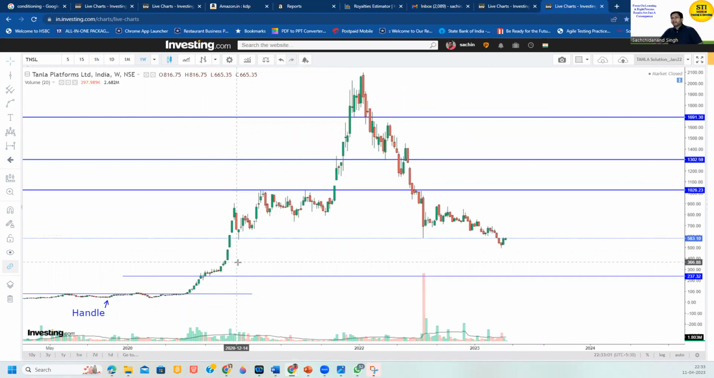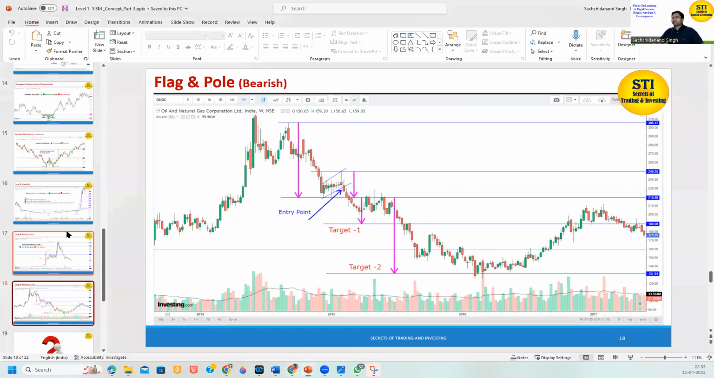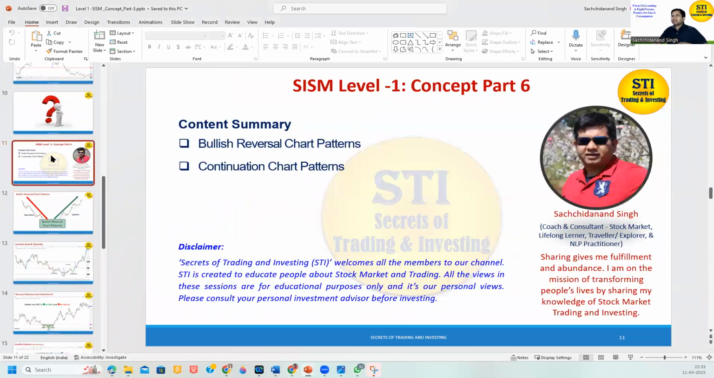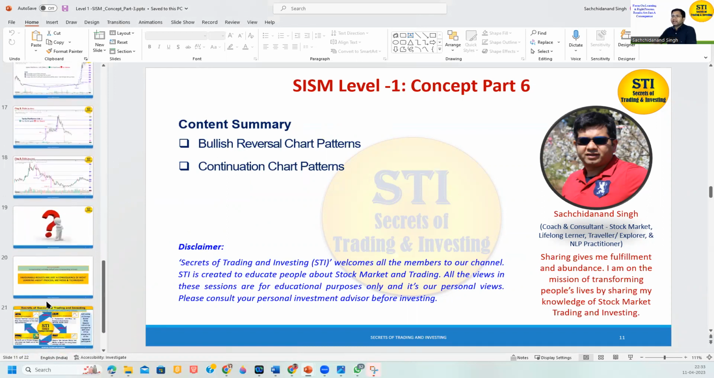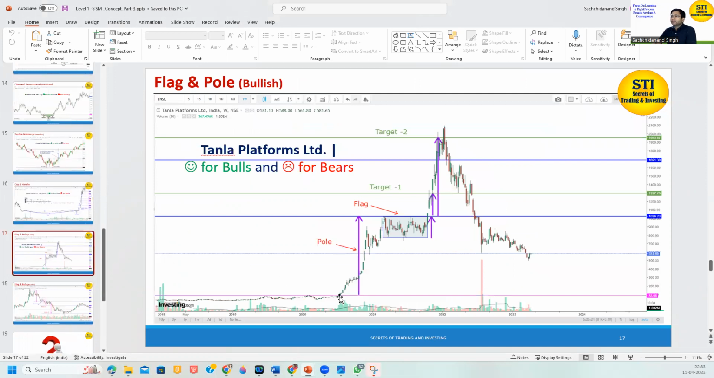By the way, this flag and pole chart pattern is an example of the continuation pattern. During the start of the session, we learned that we are going to learn about two kinds of chart patterns: bullish reversal and continuation chart patterns. Flag and pole is an example of a continuation chart pattern, and it is the bullish one. Why is it called bullish? Because before this flag formation is happening, the trend of this particular stock was an uptrend, that is bullish.